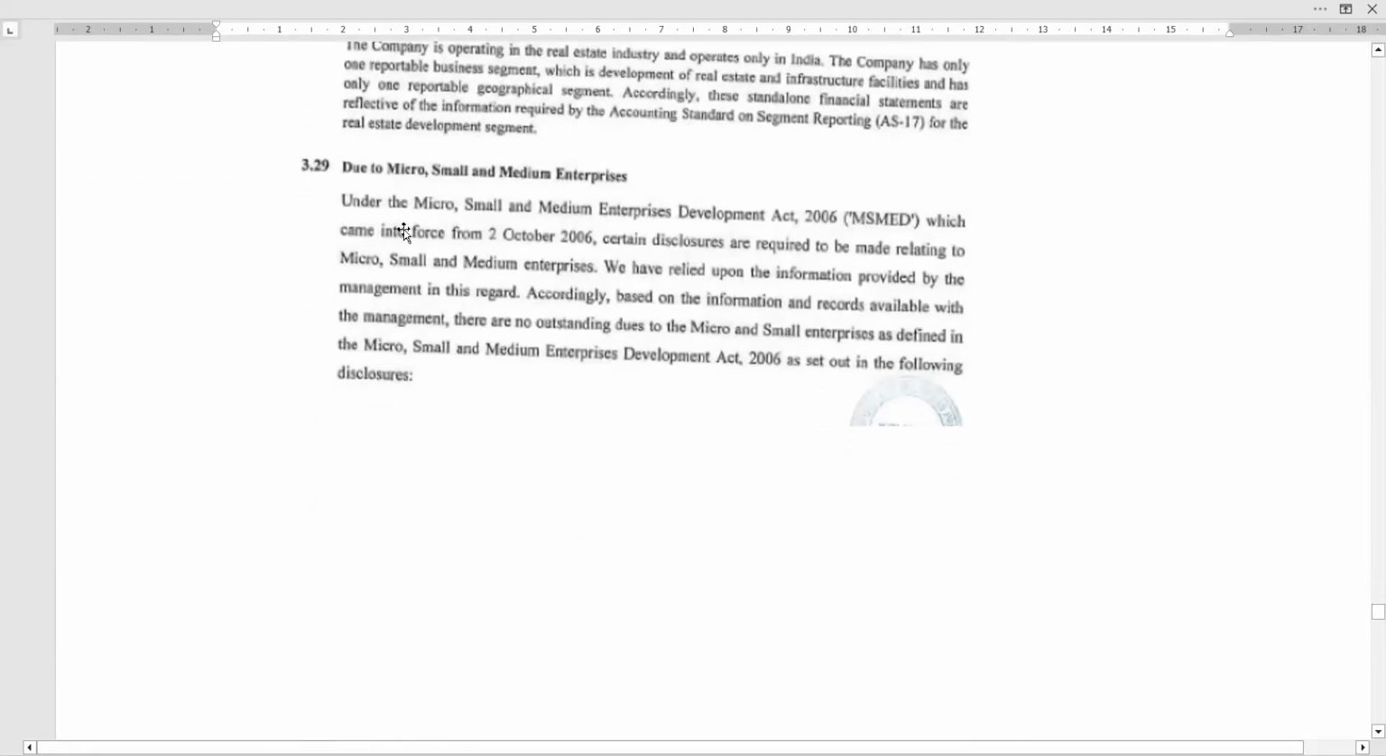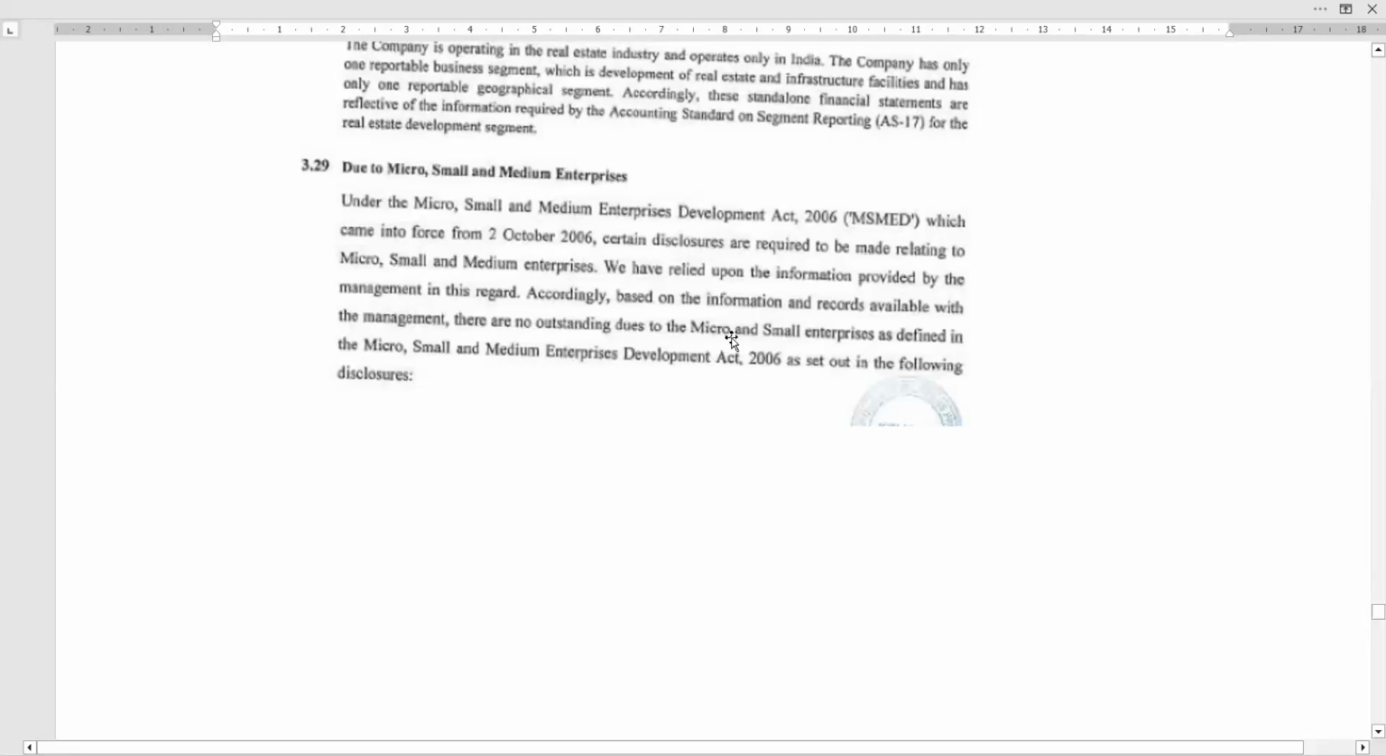You see here, we were discussing about micro small. We have relied upon the information provided by the management in this regard. Accordingly, based on the information and records available with the management, that means they didn't maintain the bifurcation of MSMED. That's why it is shown as 0. Understand? Okay, this is the note.